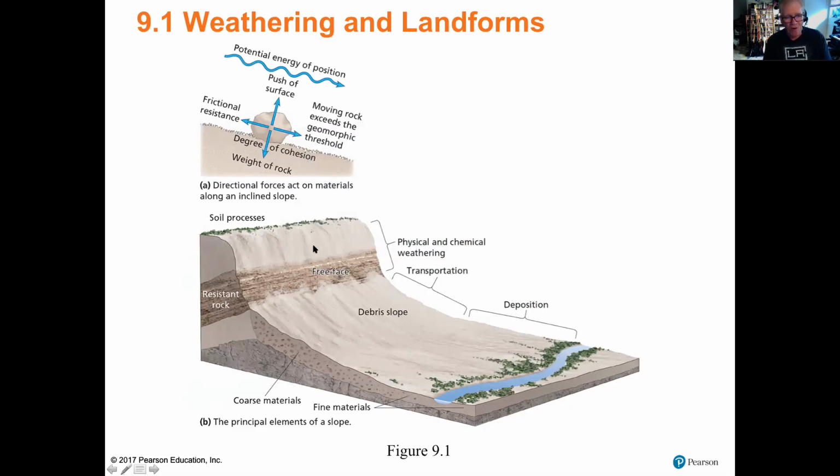And they fall down, oftentimes through physical or chemical weathering. They are transported down the slope and deposited. And the fine materials go the furthest. The coarser materials, because they're heavier, fall out earlier. So on these debris slopes, you're going to have the heavy materials here and the finer materials further down. And it'll be the same thing for rivers and river deltas when we speak about this next week.